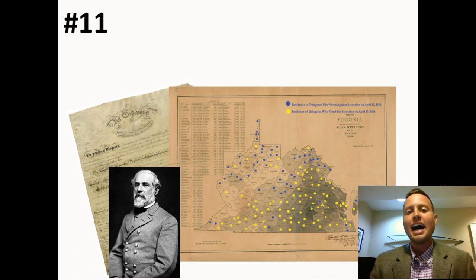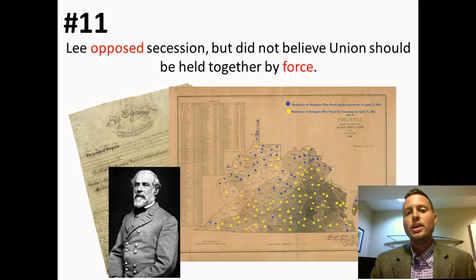Now, what about Lee? How did Lee feel about this war? Well, he was actually against secession. He opposed the idea that Virginia and other states could just leave. But remember how I told you that Abraham Lincoln was happy to use force to keep the Union together? That Lee disagreed with. And that was what Lee believed would not be acceptable. So he did not believe the Union should be held together by force.